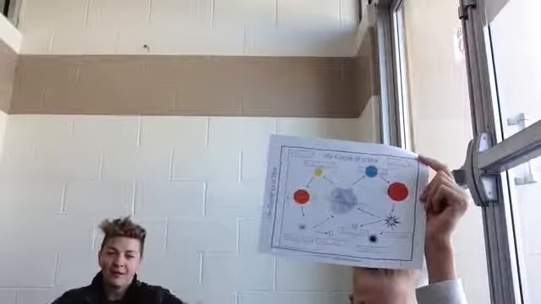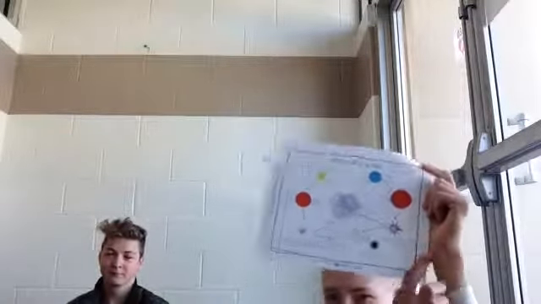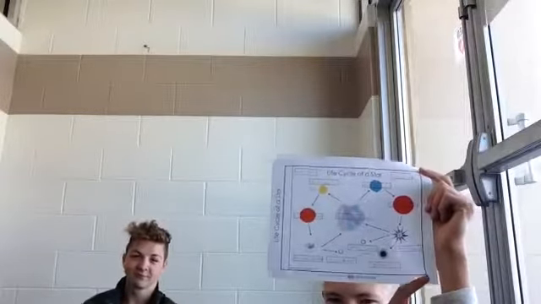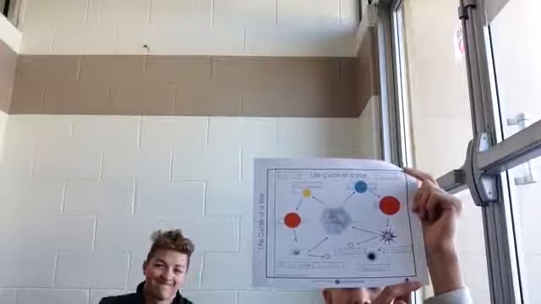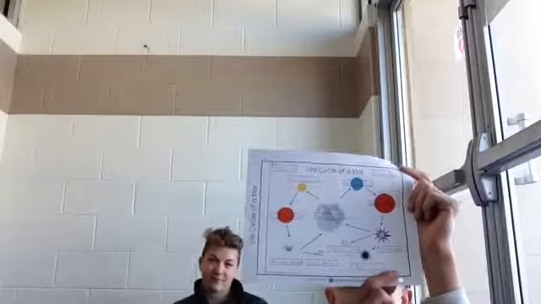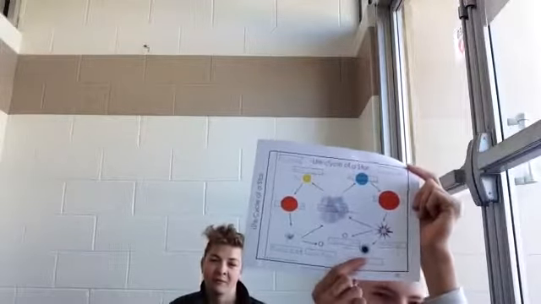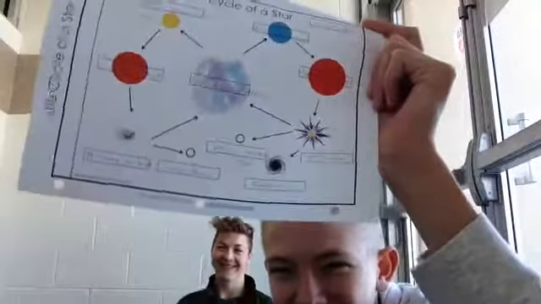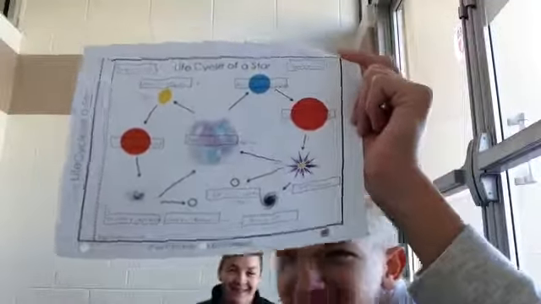Supernova! And then it just like, boom, look at that, and then it has three options where it can go. It can go to a black hole, as we can see in this station. It can go back to the star-forming nebula. Or it can go to the white neutron star.